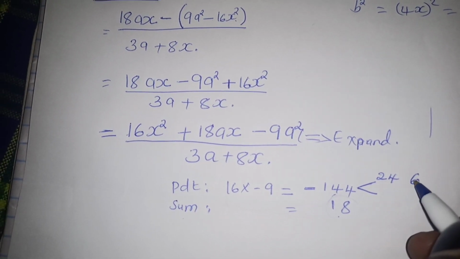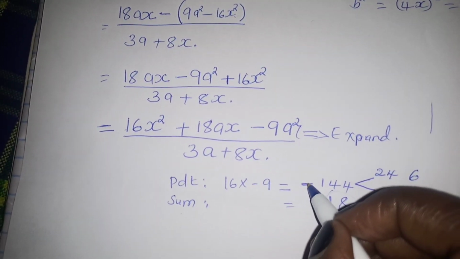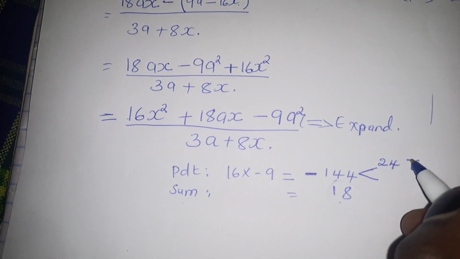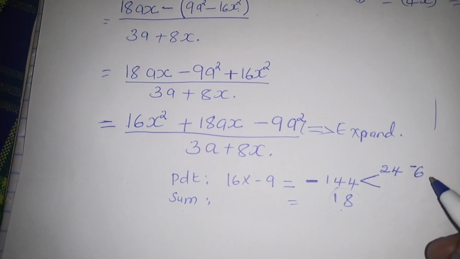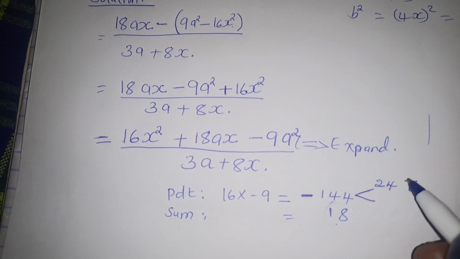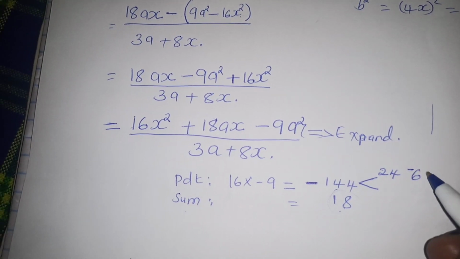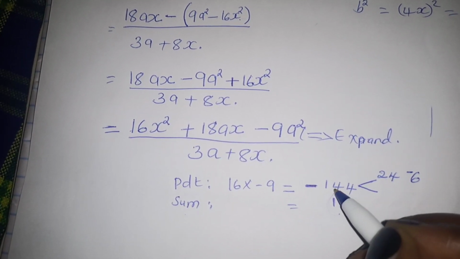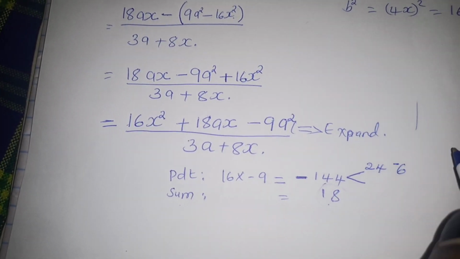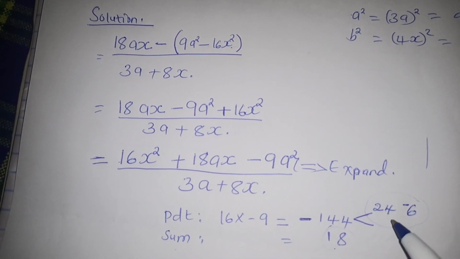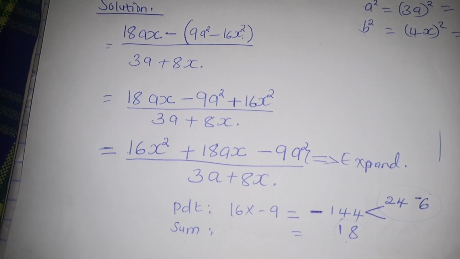24 times 6 is 144, but we need our product to be negative. That's where the negative comes in. So 24 plus negative 6 will be 18. 24 times negative 6 will be negative 144. So we're going to replace the middle part with 24 and negative 6.